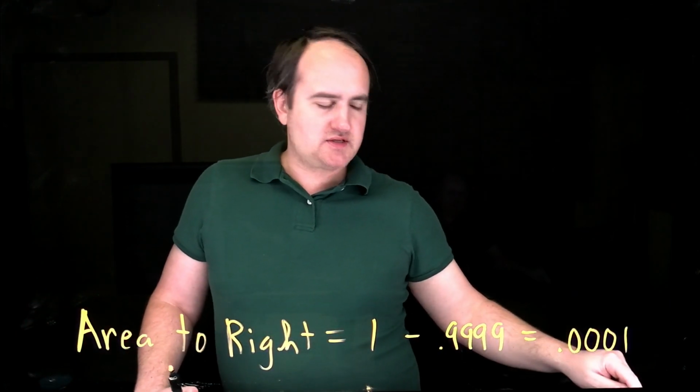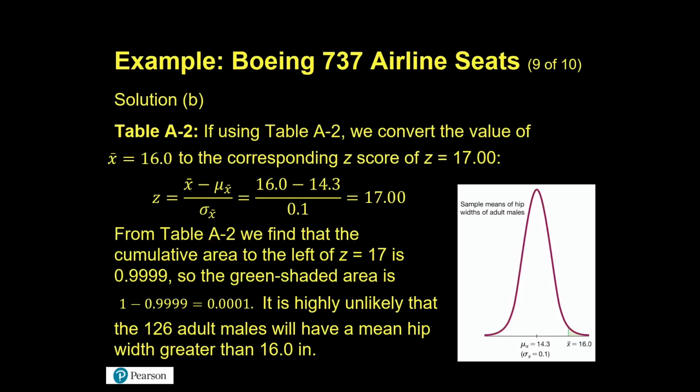If we look at the slides, you're going to see that they did the same stuff that we did. If you're using table A2, the area to the right is 1 minus 0.9999. And as they point out here, it is highly unlikely that the 126 adult males will have an average or mean hip width greater than 16.0 inches.